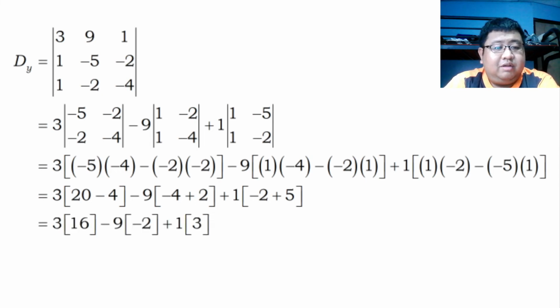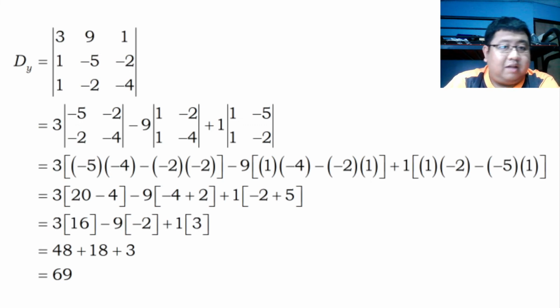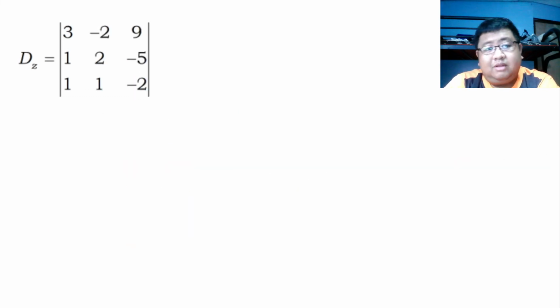To simplify further, it gives like this. 3 times 16 minus 9 times negative 2 plus 1 times 3. 3 times 16, 48. Negative 9 times negative 2 is plus 18. And then 1 times 3 is 3. Adding them up gives you this. This is your value for dy na kapag dinivide mo mamaya by d, you get the value of y. Lastly, dz.